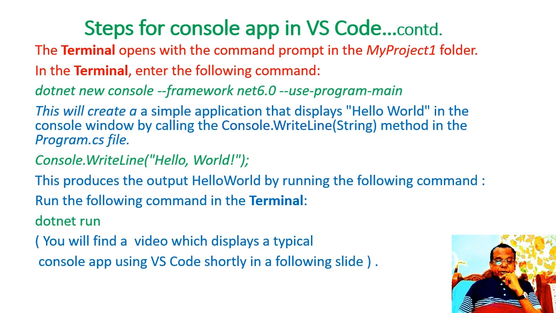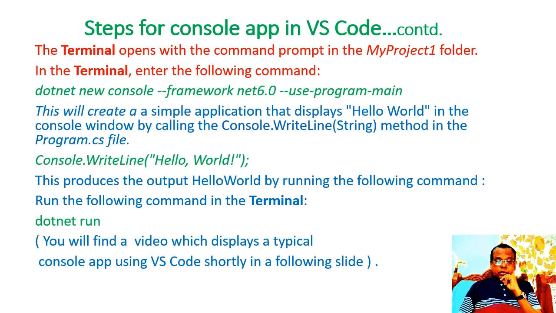Now this will create a simple application that displays Hello World in the console window by calling the Console.WriteLine method in the Program.cs file. The Program.cs file will be created automatically. In that Program.cs file, you will get Console.WriteLine in brackets, within double quotes Hello World, then close the bracket, semicolon. You will get this code generated in the Program.cs file automatically.